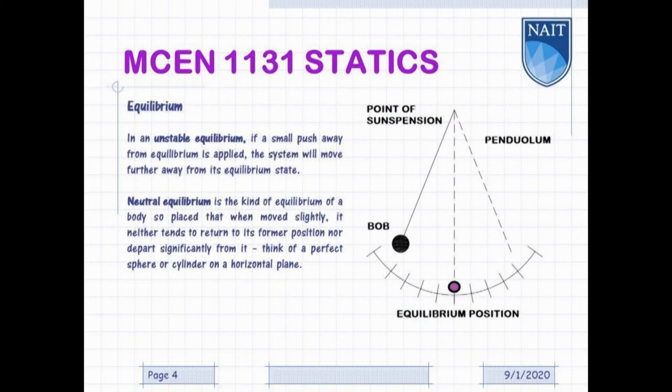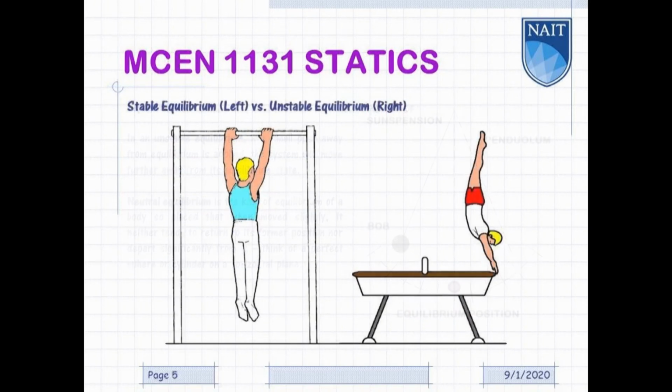In an unstable equilibrium, if a small push away from equilibrium is applied, the system will move further away from its equilibrium state. Neutral equilibrium is the kind of equilibrium of a body so placed that when moved slightly, it neither tends to return to its former position nor depart significantly from it. Think of a perfect sphere or a cylinder on a horizontal plane. It is helpful to think about equilibrium states in the context of real-world examples. Consider the figures here.